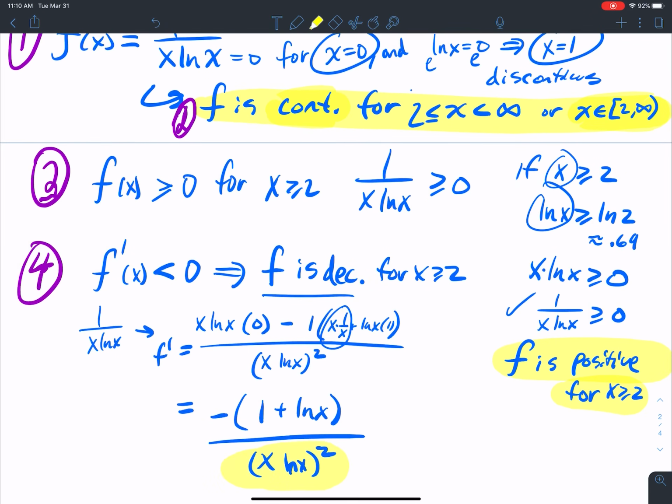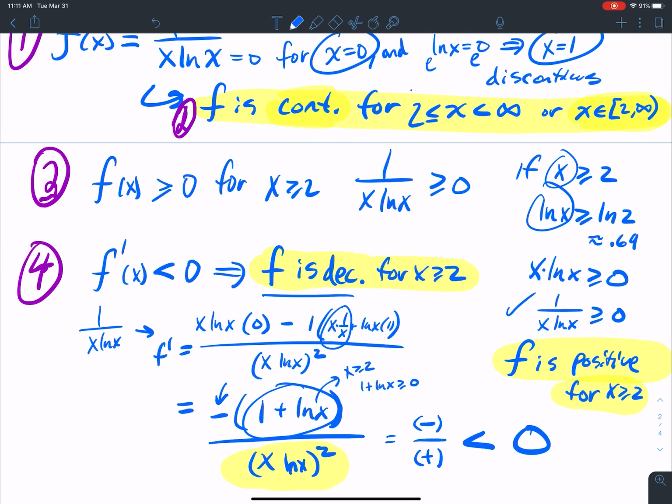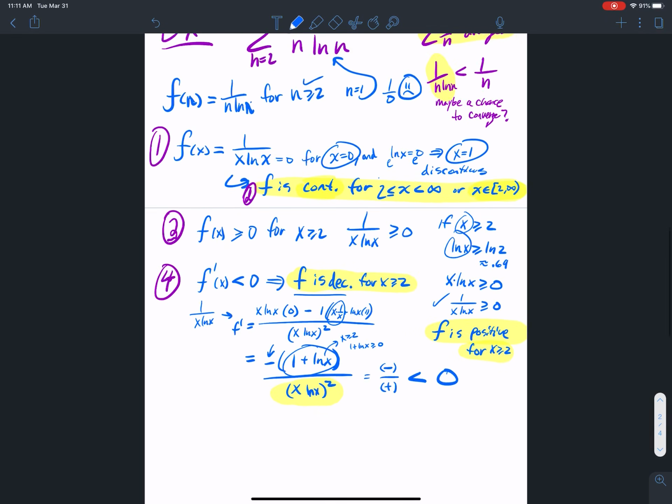The bottom piece here is positive. The top piece here, if x is greater than or equal to 2, then 1 plus ln x is greater than or equal to 0. So that's positive, but then I have a negative here. That's a negative number divided by a positive number, which means that's less than 0. So now we've just shown that f is decreasing. So we've done everything we needed.